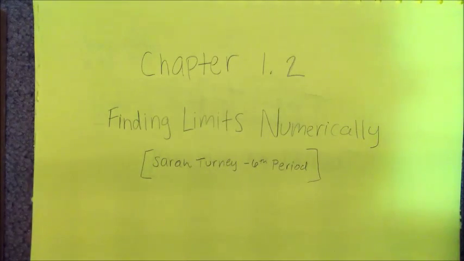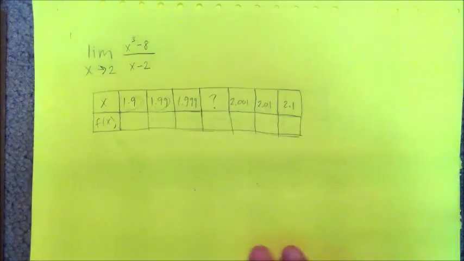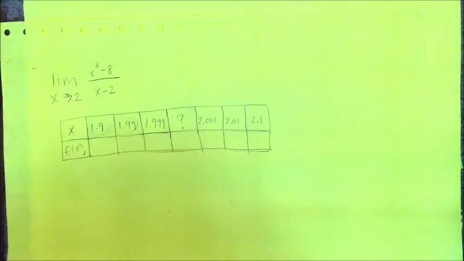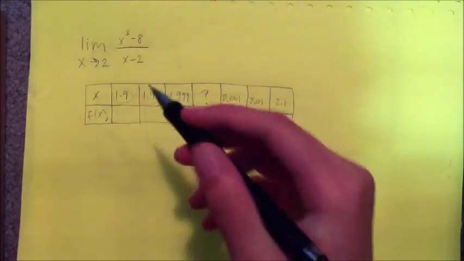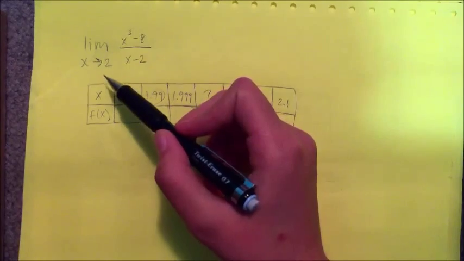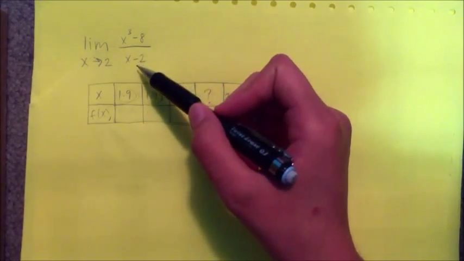Okay, this video is going to be about how to find limits numerically from chapter 1.2. So our first example, we are asked to find the limit as x approaches 2 of x cubed minus 8 over x minus 2.